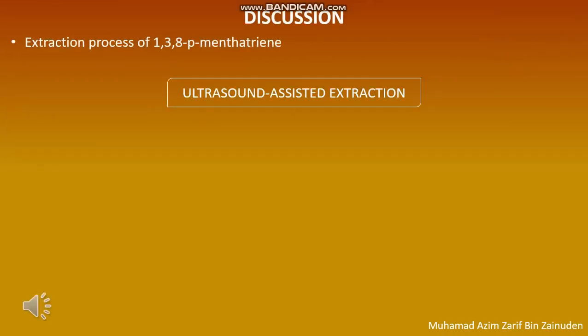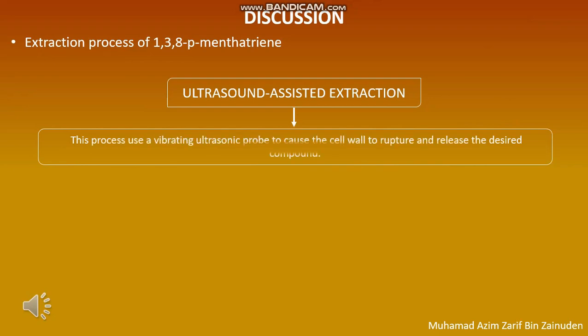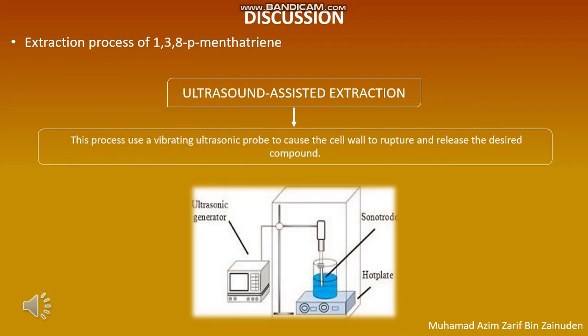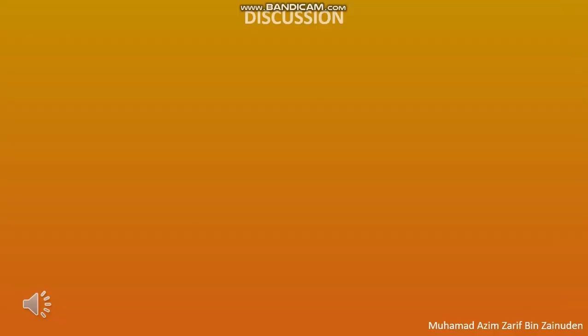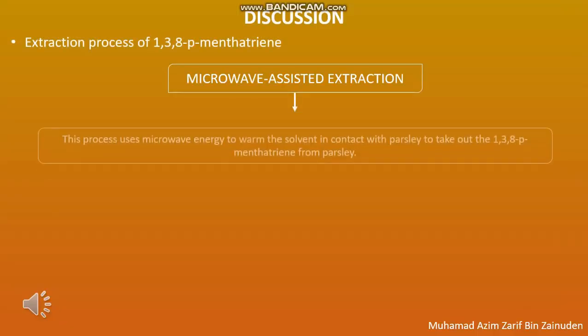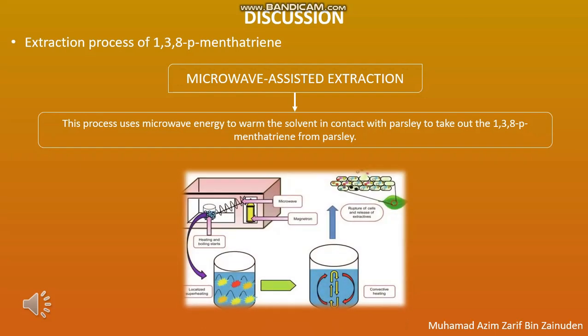Next is ultrasound-assisted extraction. Basically, this process uses a vibrating ultrasonic probe to cause the cell wall to rupture and release the desired compound. Lastly is microwave-assisted extraction. It uses microwave energy to warm the solvent in contact with parsley to take out the 1,3,8-p-mentatriene from parsley.